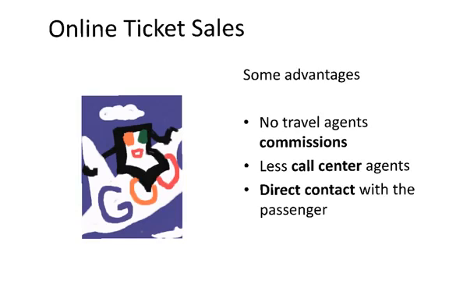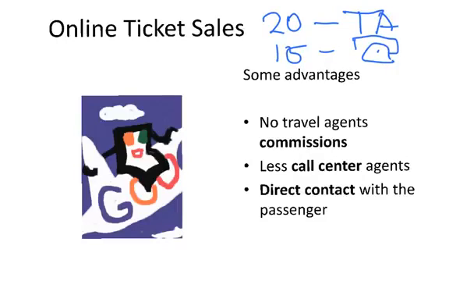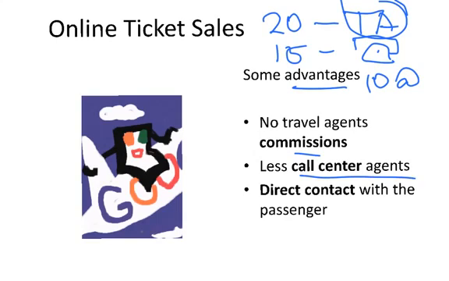If we look at the history of airlines, 20 years ago, airlines were selling most of the tickets at travel agencies. 15 years ago, they started to sell the tickets by telephone. And 10 years ago, it was more and more often to sell the tickets online. So these airlines have been the first ones selling most of their tickets online. It has some advantages, which is not paying the travel agency commissions, to have fewer call center agents because people do the booking themselves, and having a direct contact with the passenger. So I don't have anybody else talking to the passenger but me directly.